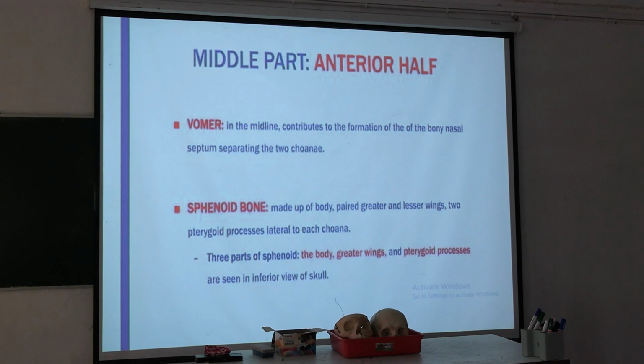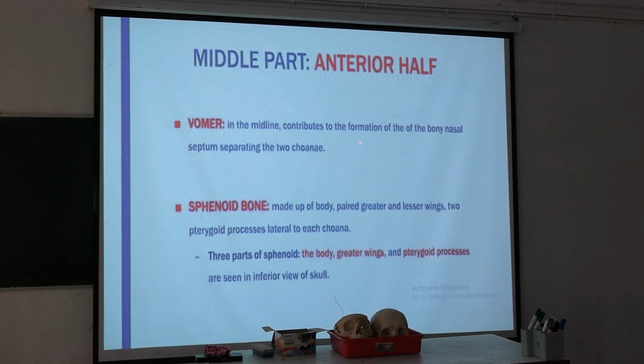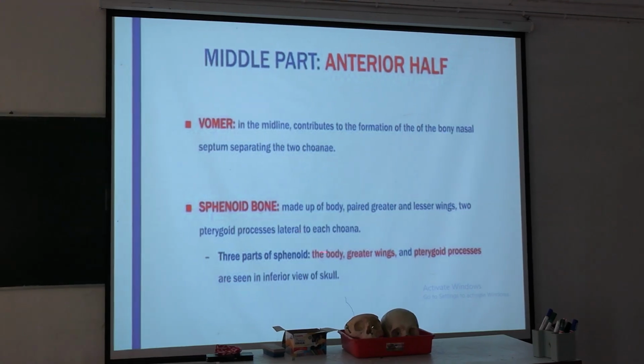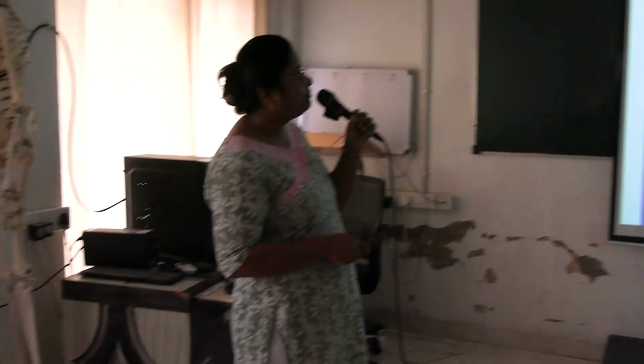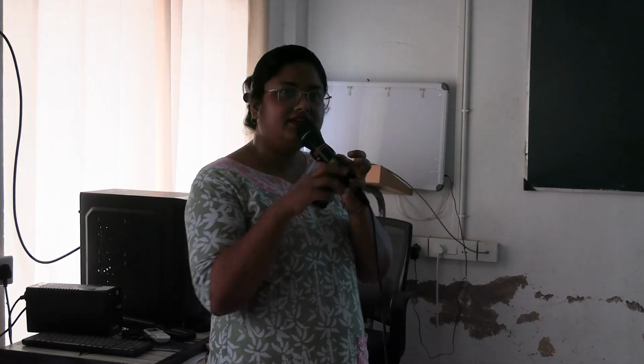So vomer is lying in the midline, contributes to the formation of the bony nasal septum separating the two choana. Next we are going to the sphenoid bone. Sphenoid bone is made up of body, paired greater wings and lesser wings, and two pterygoid processes lateral to each choana. Three parts of the sphenoid, the body, greater wings, and pterygoid processes, are seen in the inferior view of the skull. Lesser wings you will see only in the cranial fossa in the base of the skull.